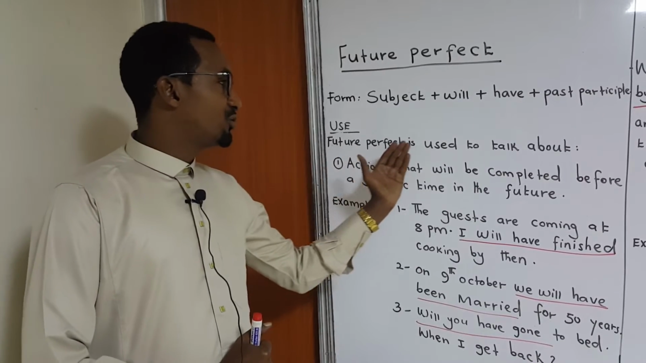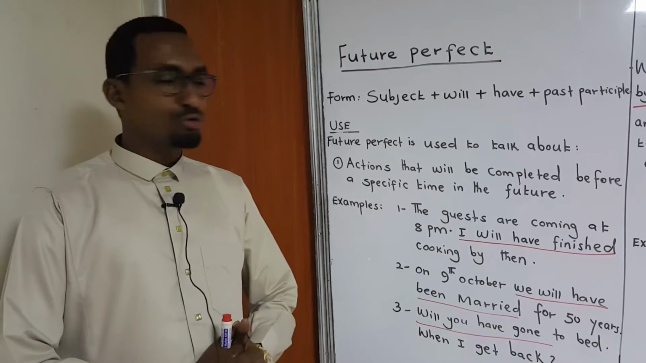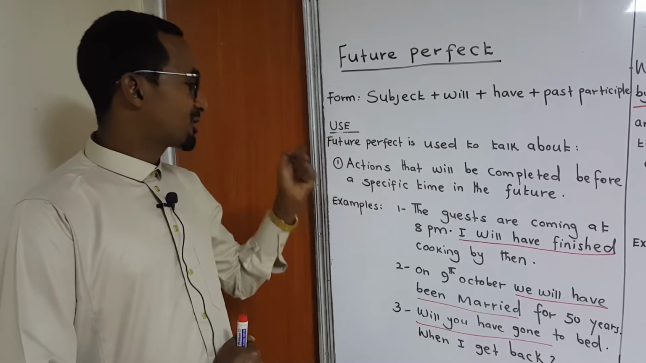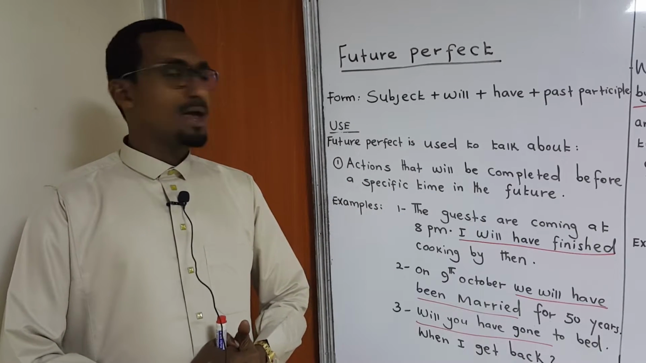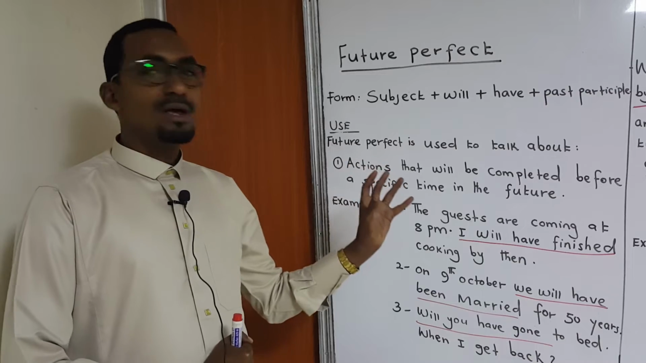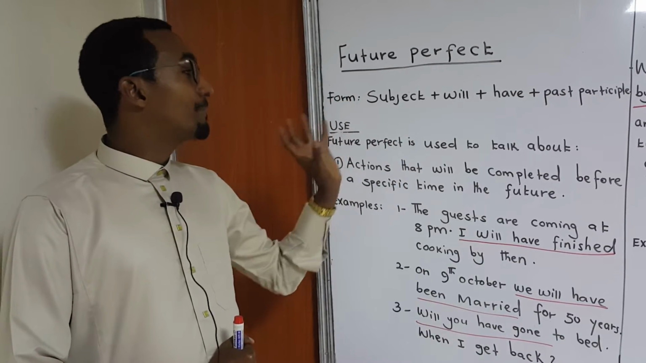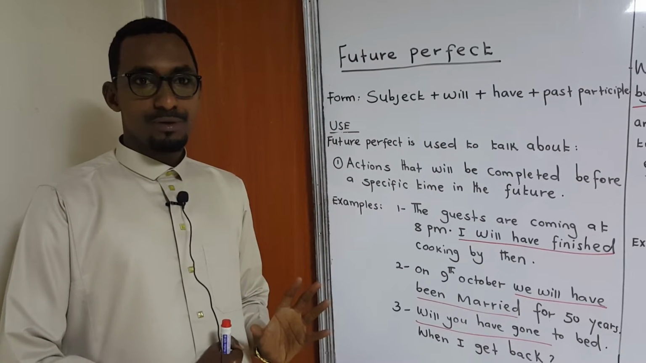Future perfect is used to talk about, number one, actions that will be completed before a specific time in the future. I said actions that will be completed before a specific time in the future.